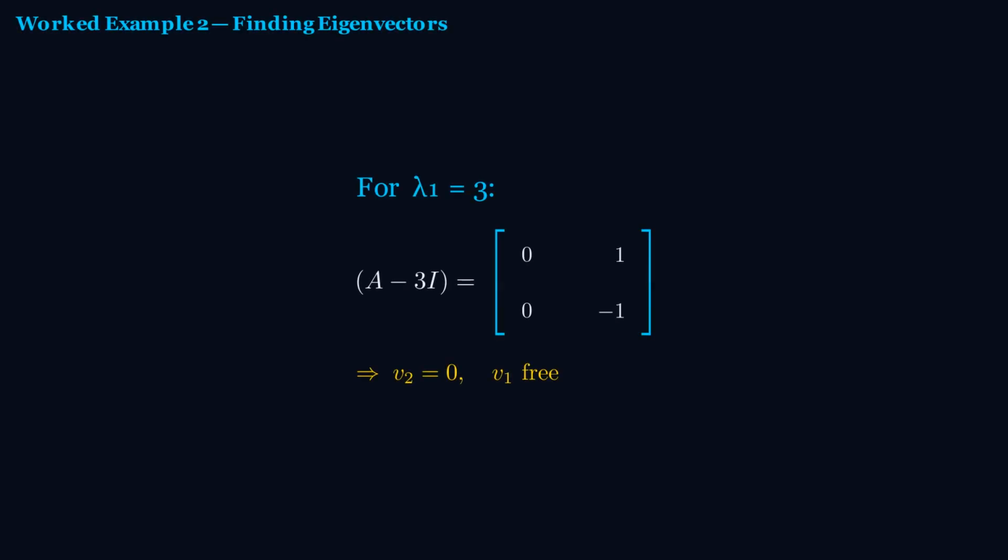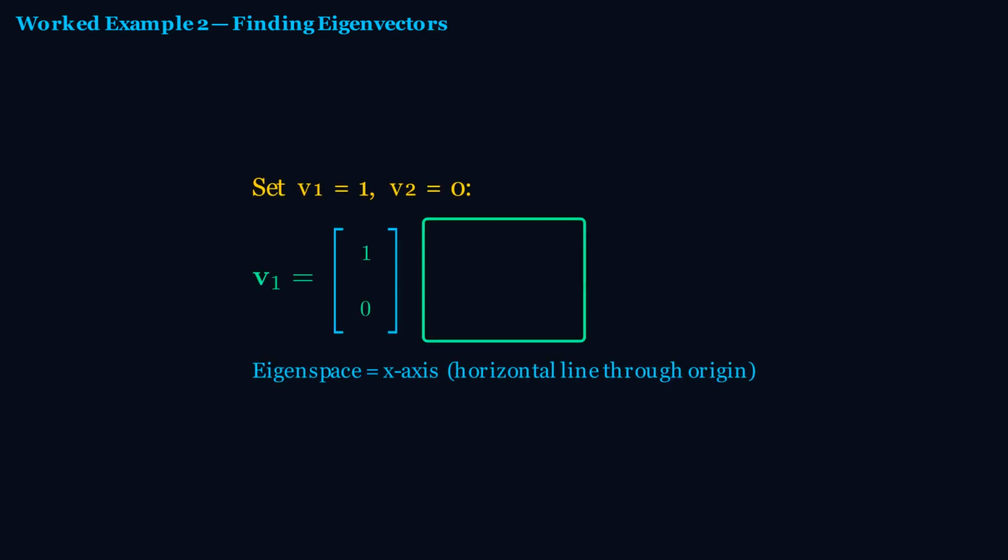Back to our matrix A with eigenvalue lambda 1 equals 3. Substitute. A minus 3I has first row 0, 1 and second row 0, negative 1. We need to solve this matrix times v equals 0. The two rows are negatives of each other, so we have one independent equation: v2 equals 0. The variable v1 is free.